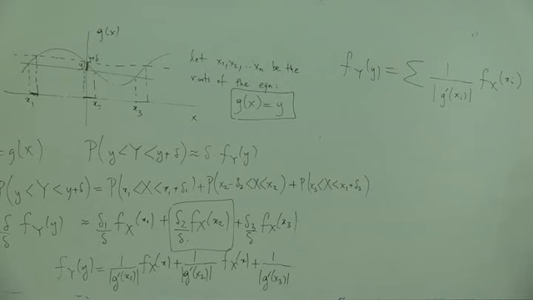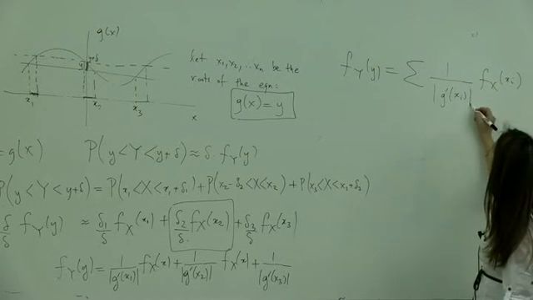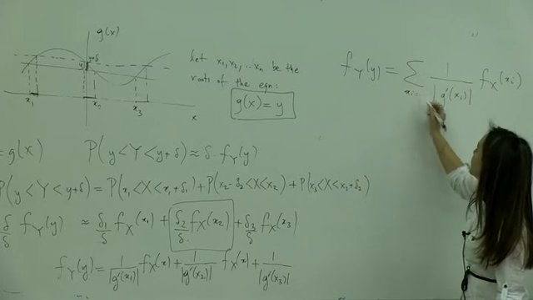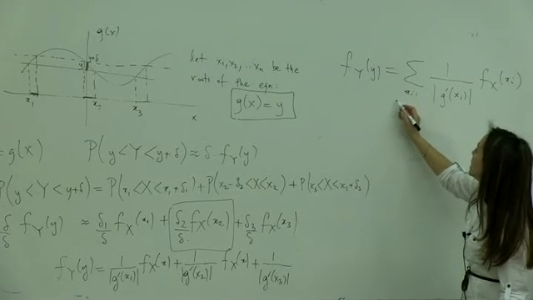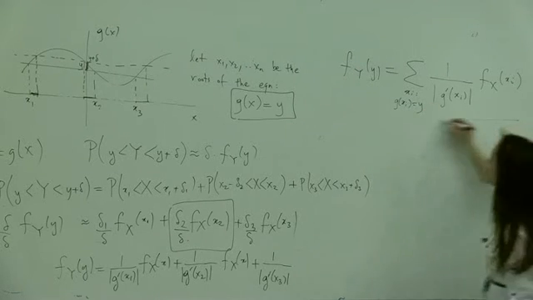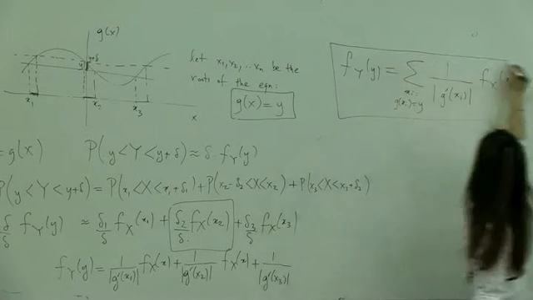By the way, if you look at this expression, this is over xi such that g of xi equals y. So let me write this. Let me put this in a box.